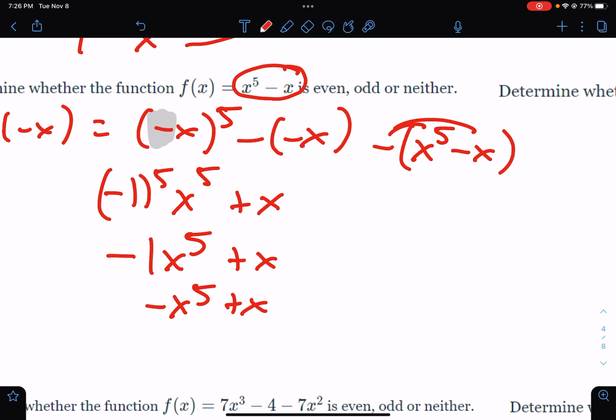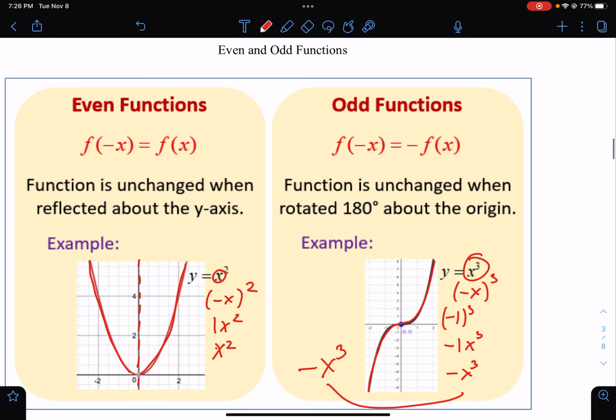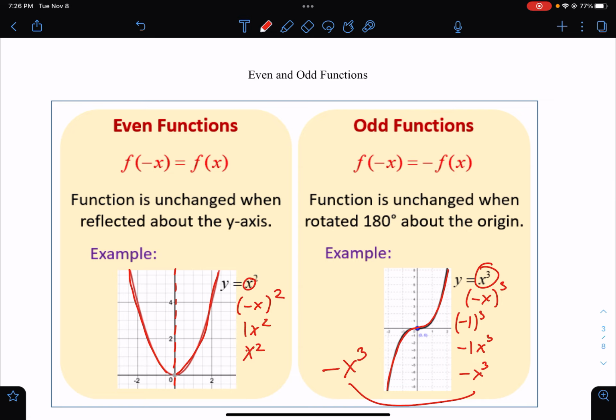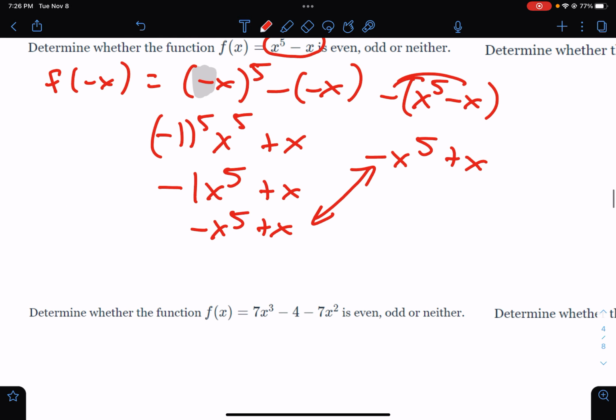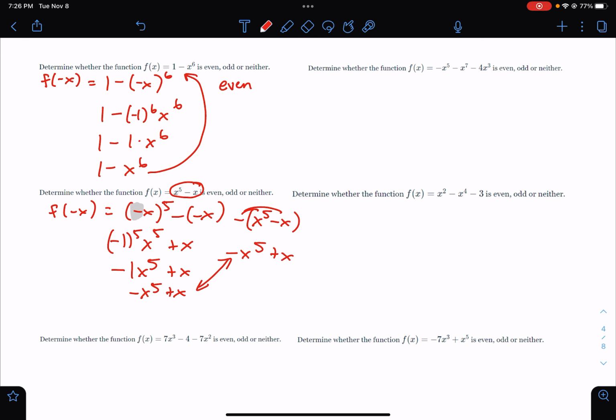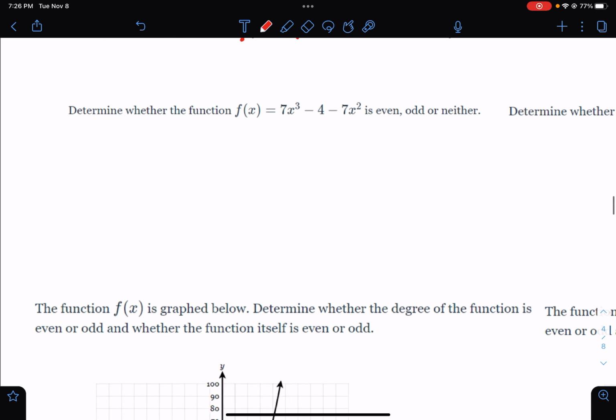We distribute the negative. We get minus x to the fifth plus x. That is, in fact, what we got, okay? So if we look back up here, that's what that means, right? If you put negative x in there, you essentially negate the entire function. That's what's happening here. These are equivalent, so this is going to be an odd function. All right. So now let's go ahead and do this next one.